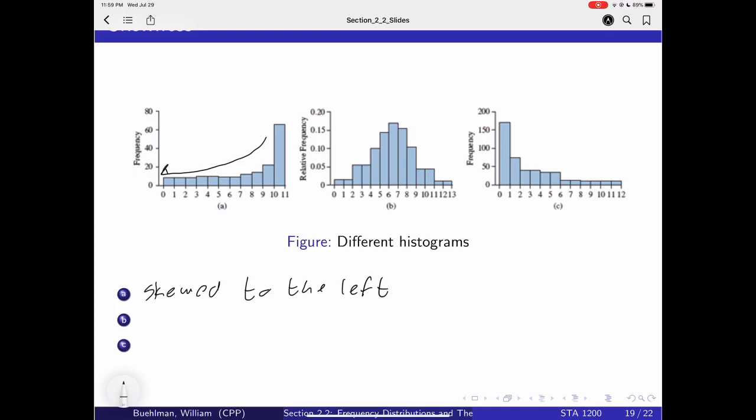If we look at histogram B in the middle, if I were to split this down the middle, that side and that side look pretty close. Is it perfect? Maybe not, but it's pretty close in shape. So I'm going to say approximately symmetric.